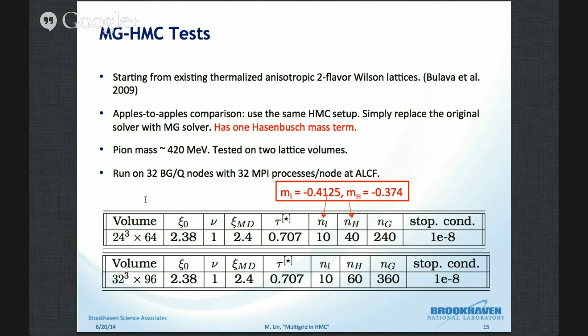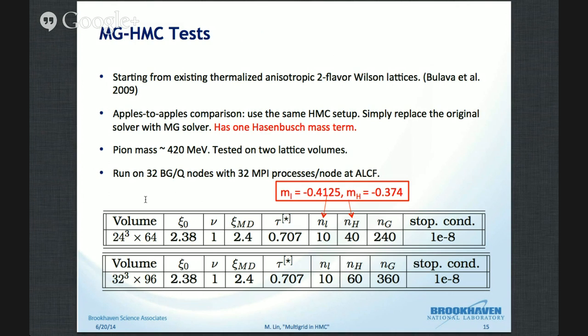What I want to point out is that the number of light quark solves in these evolutions is actually only 10. So that means you just need 10 light quark solves per trajectory. And you spend most of the steps doing the heavy quark integration. So for the 24 cubed, they use 40 integration steps for the Hasenbusch term. And for the 32 cubed, they use 60. And even more integration steps for the gauge term.